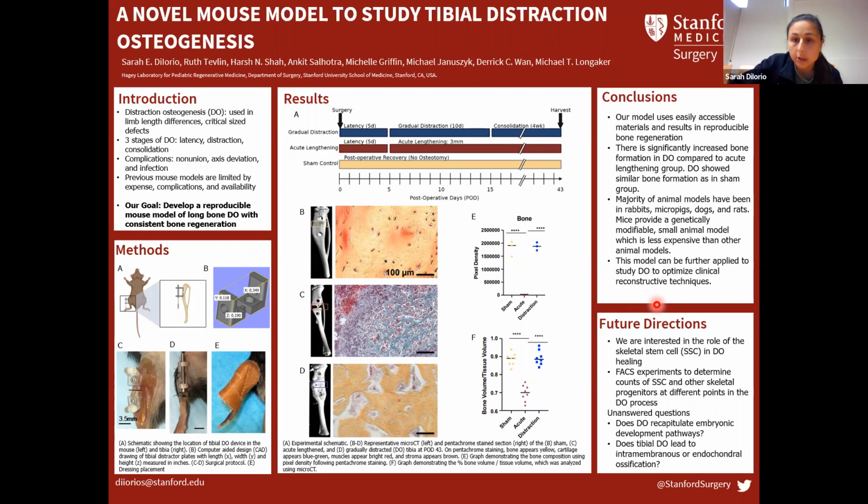And so we can hopefully use this model to further study DO and optimize clinical techniques. One thing we're specifically interested in looking at is the SSC, and so maybe looking at the rates of SSCs versus other skeletal progenitors at different points in the DO timeline would be an exciting next step. A few unanswered questions we have is, does DO recapitulate embryonic development pathways? We did see that these pathways are activated in mandible distraction, but is this the same in long bone? And another thing that's highly debated in the field is, does DO lead to intramembranous or endochondral ossification? That's something we might be interested in answering with our model.